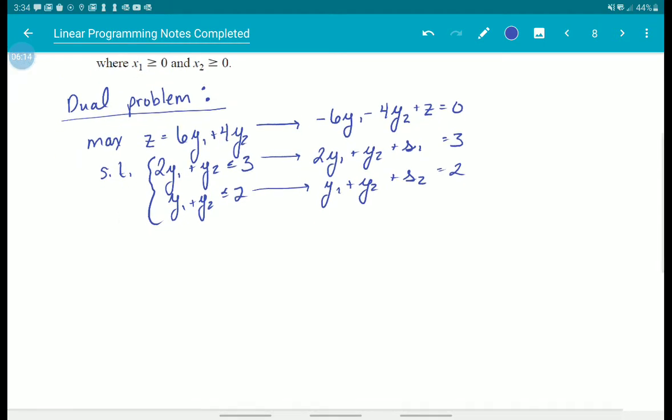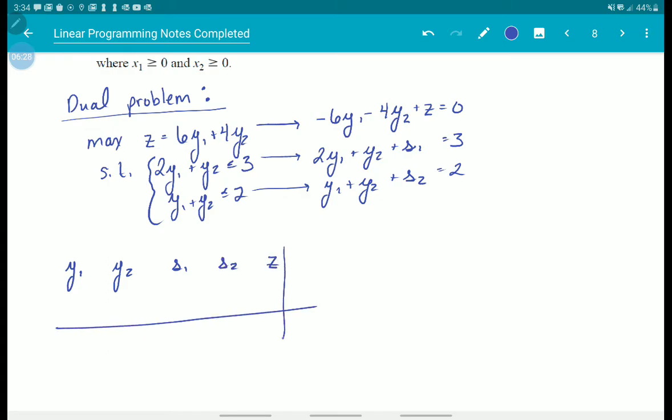So now let's write out our first table. We've got y1, y2, s1, s2, and z as variables. For the first constraint, we have 2y1 plus 1y2 plus 1s1 plus 0s2 plus 0z is equal to 3. And then we're going to have 1, 1, 0, 1, 0, 2 for that second line. And then putting this in, -6, -4, 0, 0, 1, and 0.